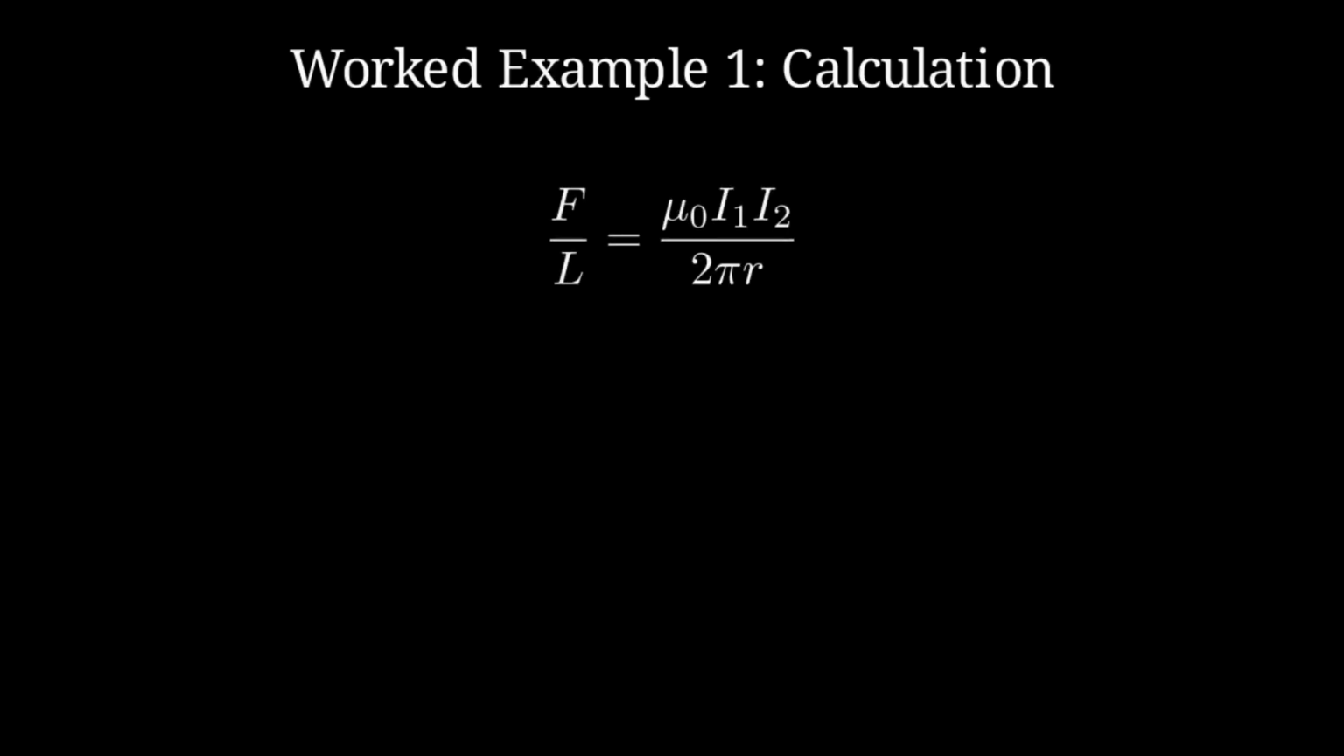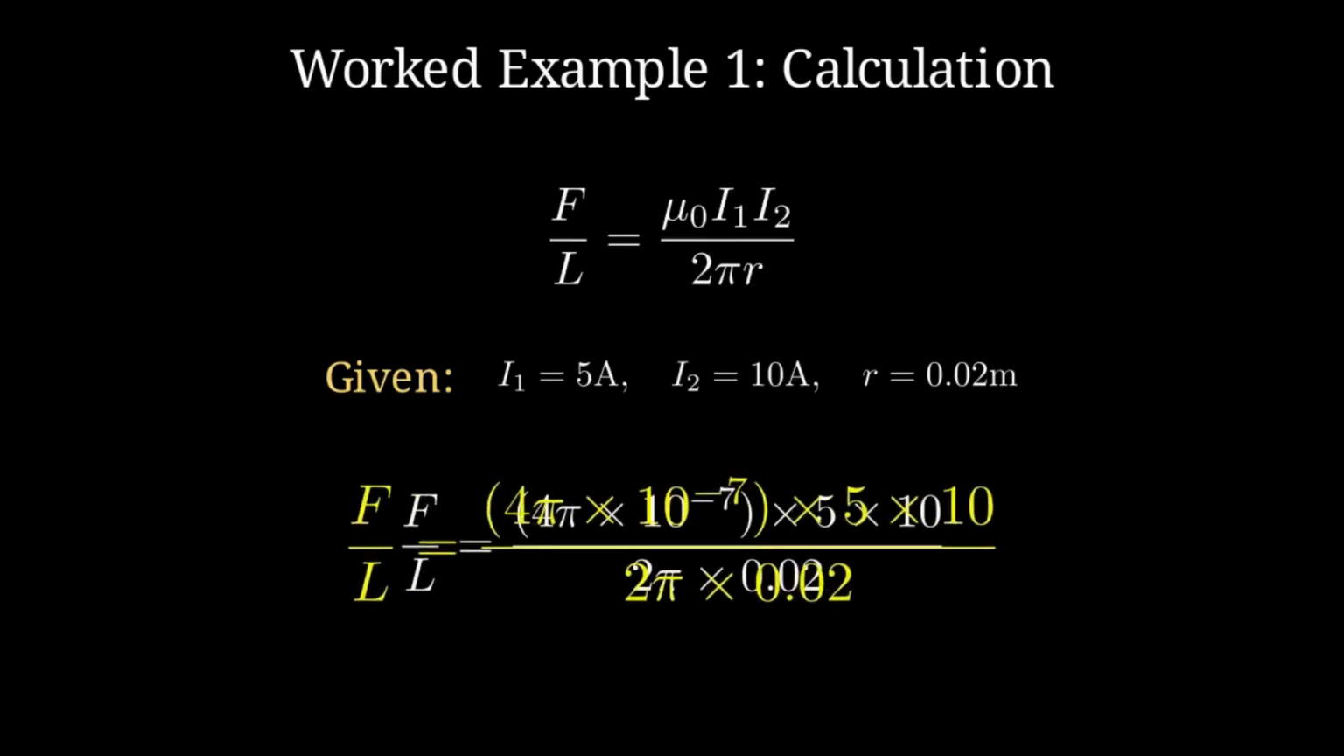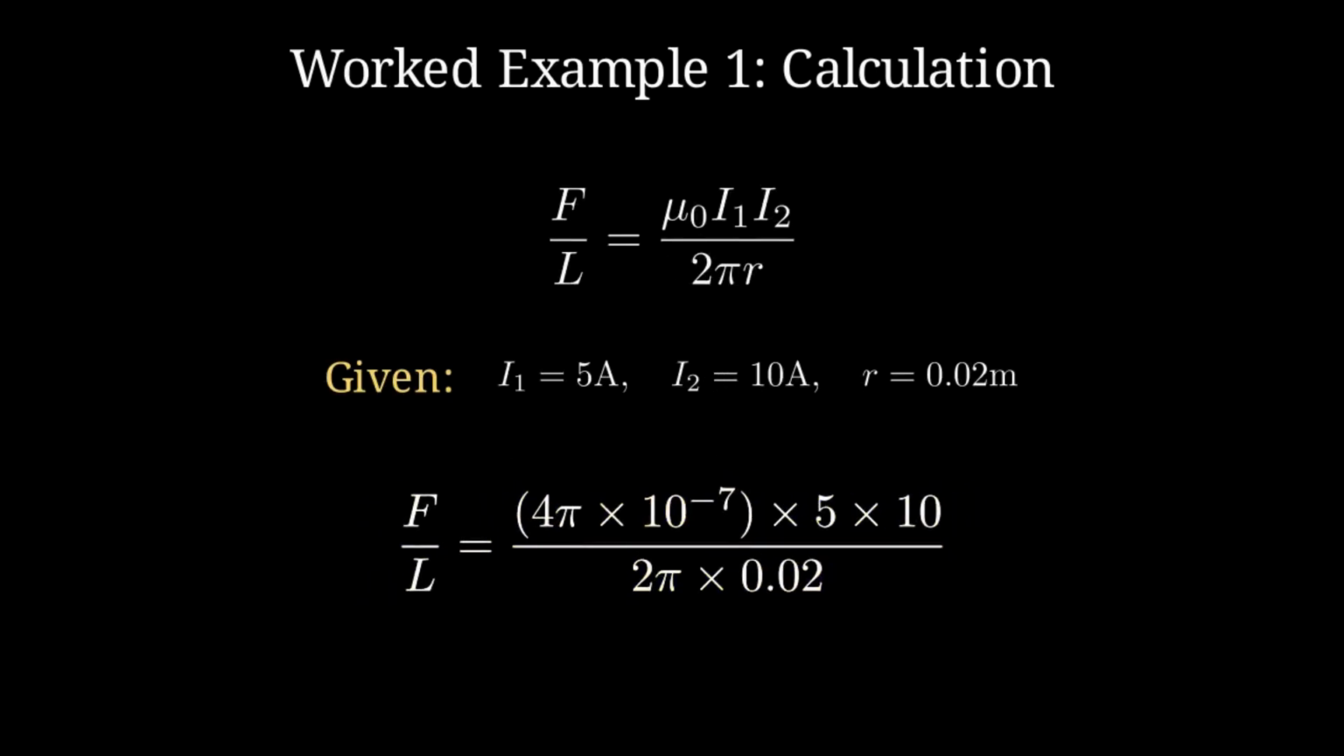Let's calculate the force between two wires 2 cm apart, carrying 5 amps and 10 amps respectively. We plug these values into our formula, ensuring our distance is converted to meters for SI consistency. The resulting force is 5 times 10 to the negative 4th newtons per meter.